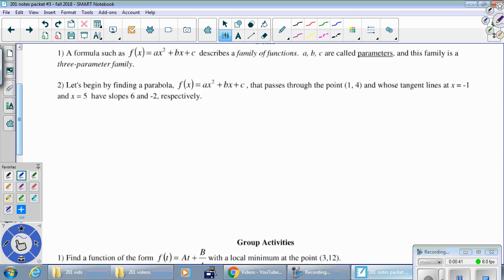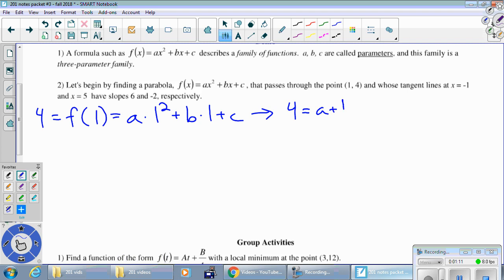Let's begin by finding a parabola that passes through the point (1, 4), and whose tangent lines at x equals -1 and x equals 5 have slopes 6 and -2 respectively. Okay, so let's give this a shot. We know we pass through the point (1, 4), which means that f of 1 is equal to 4. But we can actually find f of 1 by plugging 1 in for all of the x's into the f function. So a times 1 squared plus b times 1 plus c. So putting this together tells me that 4 is equal to a plus b plus c.